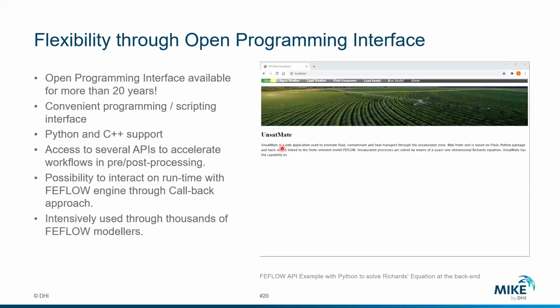And we have a flexible programming interface, which allows you to do a number of things. This interface has already existed for more than 20 years, so it's really quite robust, available in C++ and in Python. In Python it has been extended significantly in the last 10 years, including now the possibility to call mesh generators and create 3D models directly with a single Python script.